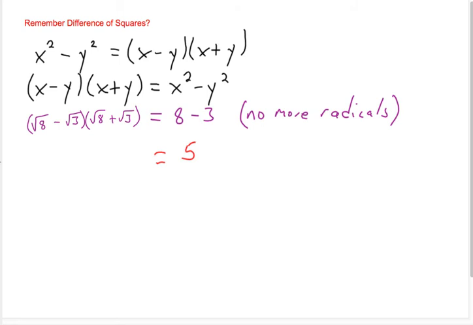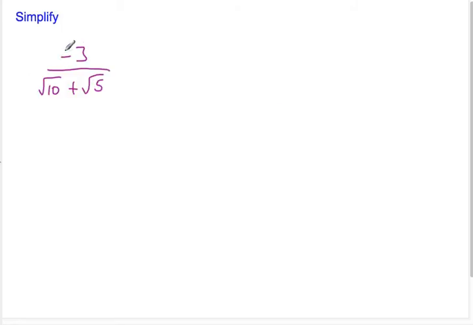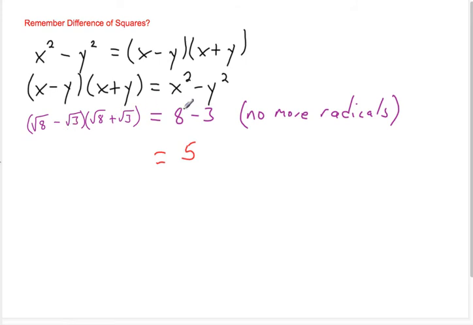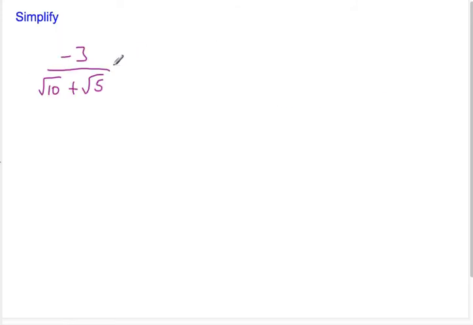So we're going to apply that using the next problem here. So we're going to simplify this fraction. Now we know from the previous video that we're not allowed to have radicals in the denominator of a fraction. So how do we get rid of that? Well, using this previous thing, the difference of squares and radicals, we want to get rid of the radicals, right? No more radicals. So if we multiply the top and bottom of this fraction by the difference here, it's called the conjugate.